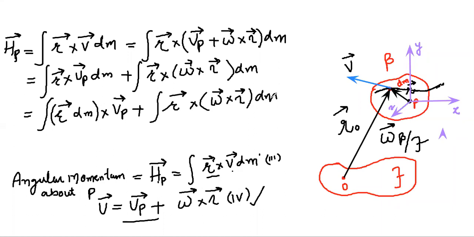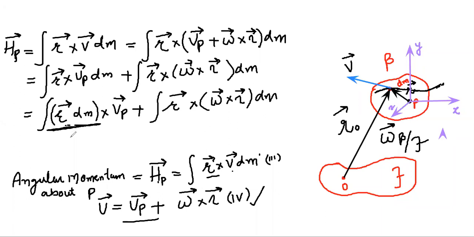Now if we look at this equation, the integral of r dm cross vp: vp is the velocity of point P, which is known to us. As far as the integral of r dm is concerned, we are bringing the dm inside and taking the cross product with vp. Very important to understand is this integral r dm.